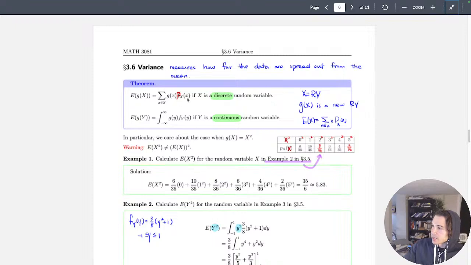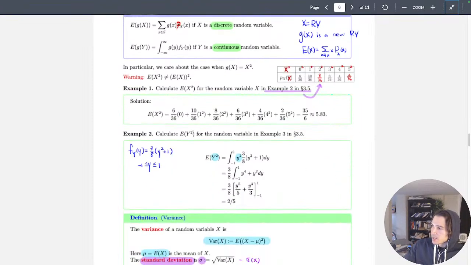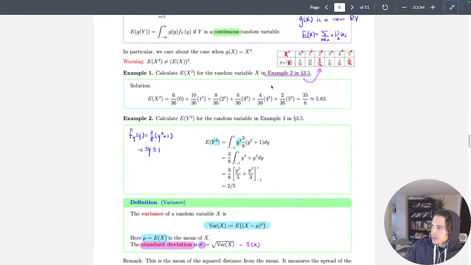So again, what am I looking at here? g(x), so 6 over 36, because that's just 6 over 36 times 0 squared, plus 10 over 36 times 1 squared, and so on. You getting it? You just square the x.